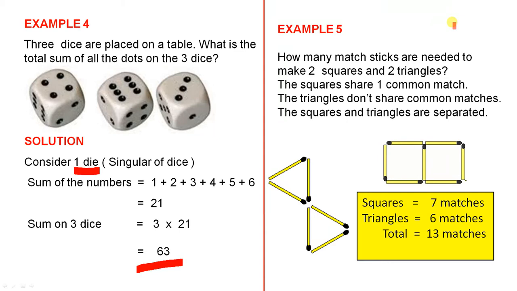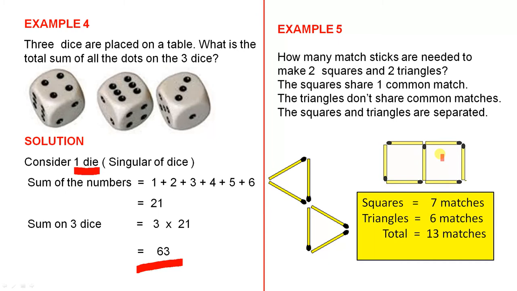Example 5. How many matchsticks are needed to make 2 squares and 2 triangles? The squares share one common match. The triangles don't share common matches. The squares and triangles are separated. Okay. So let's do the squares first. The squares share one common match.